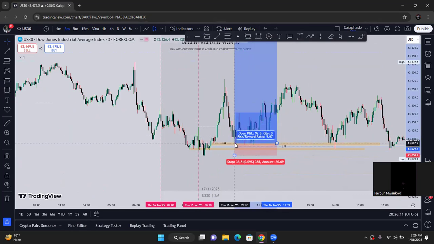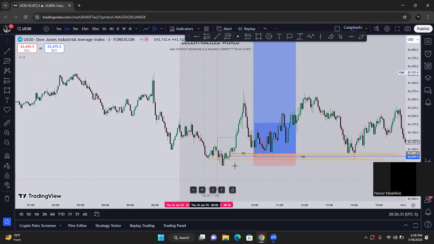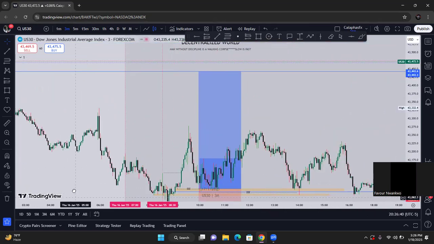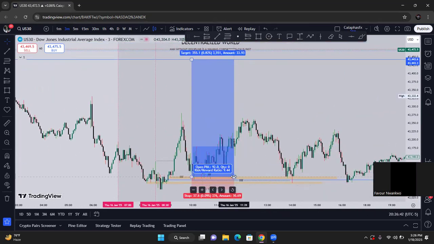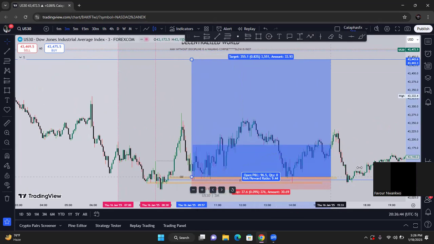And your entry should be below the liquidity, right? Because at times, price depends on the distance between your price point and your liquidity. If your price point is too far from your liquidity, at times price tends to snub it. So at times what I do is I place my entry below the stops.